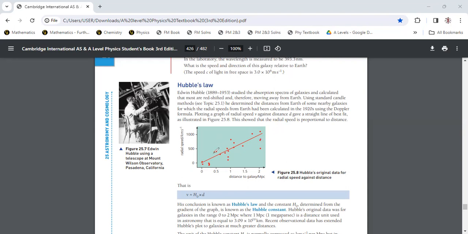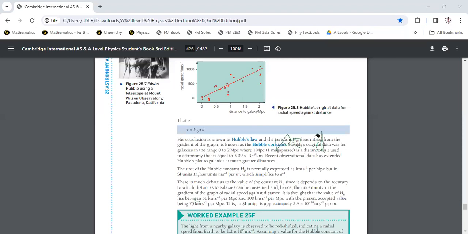As there's a scatter of points here, a line of best fit is usually drawn. So we know that v is proportional to d, velocity is proportional to distance, and our constant is called Hubble's constant. Now, here's an issue with Hubble's law. We don't know the exact value since the points are so scattered around. With more experiments and testing, Hubble's constant is becoming more precise, but not exactly there yet.